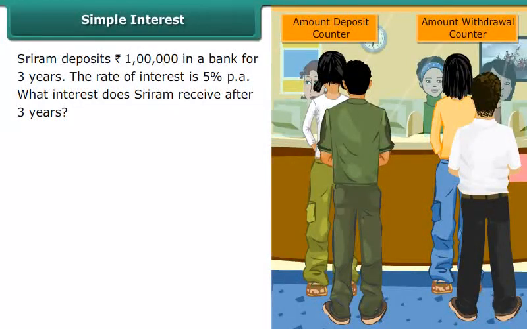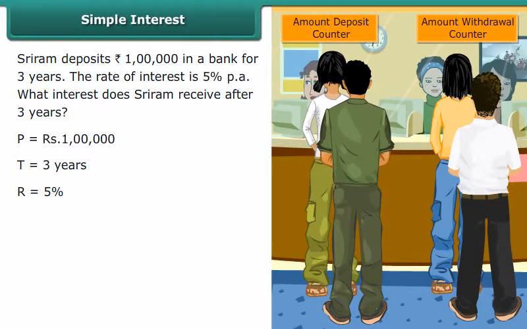Sriram deposits rupees 1 lakh in a bank for 3 years. The rate of interest is 5% per annum. What interest does Sriram receive after 3 years? Here principal is rupees 1 lakh. Time period is 3 years. Rate of interest is 5%.